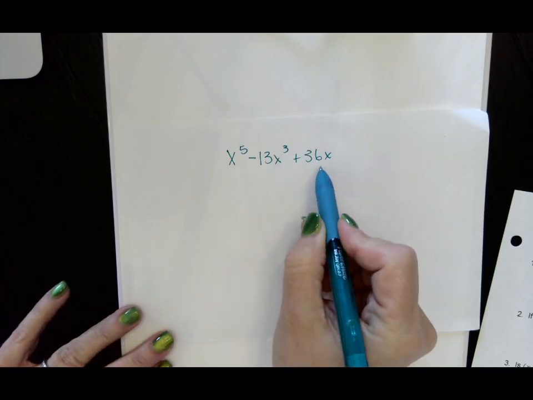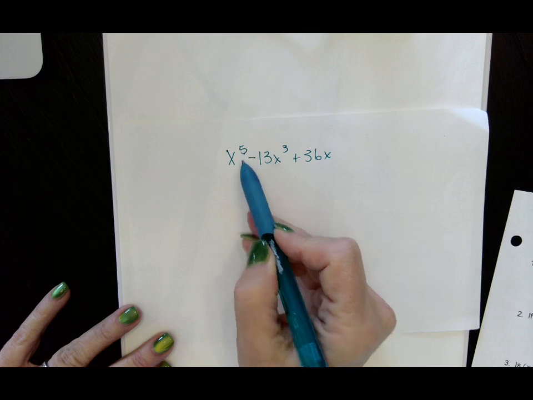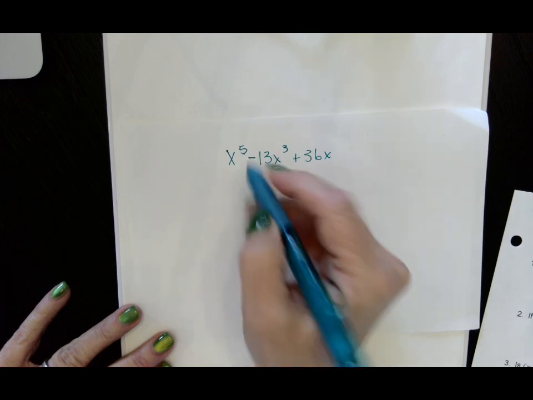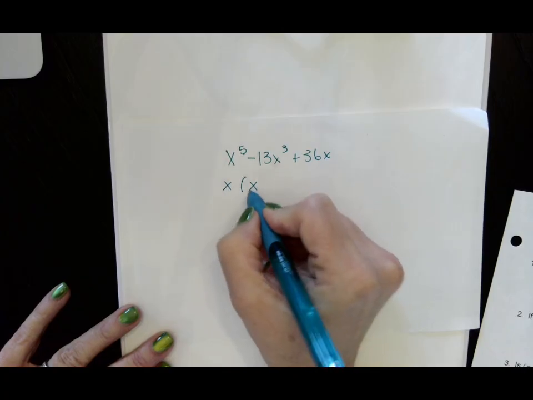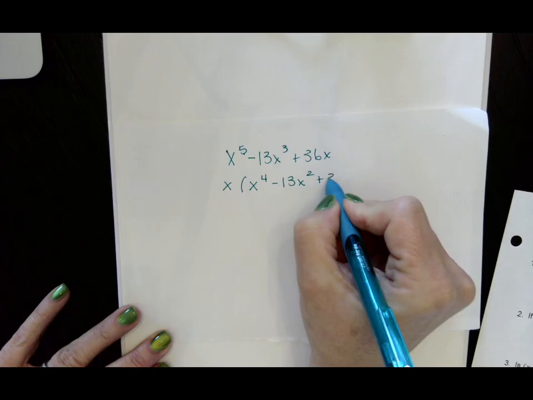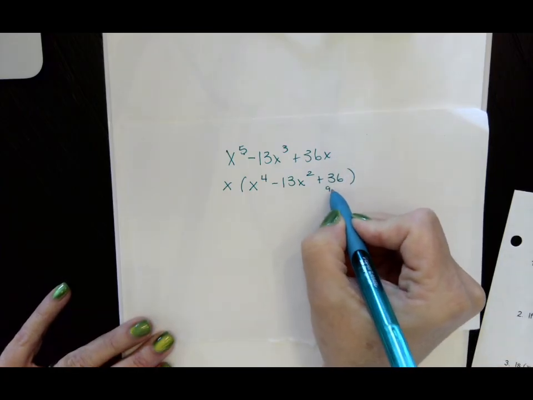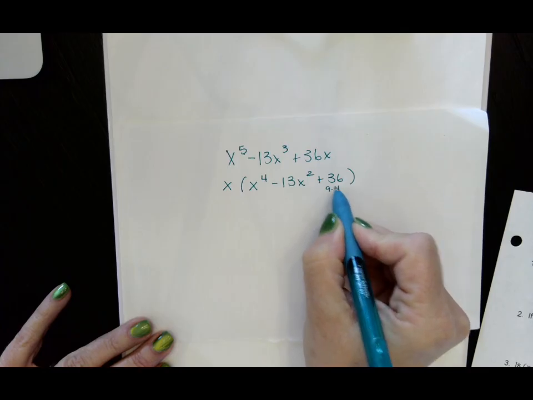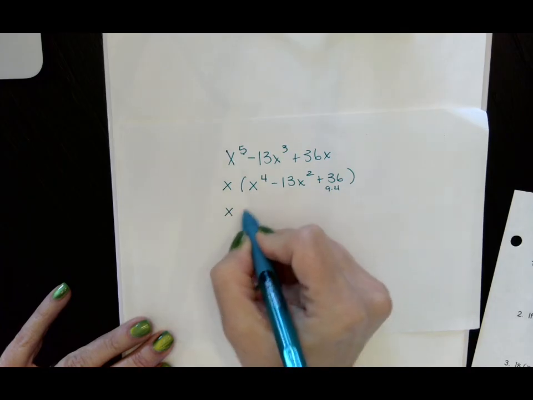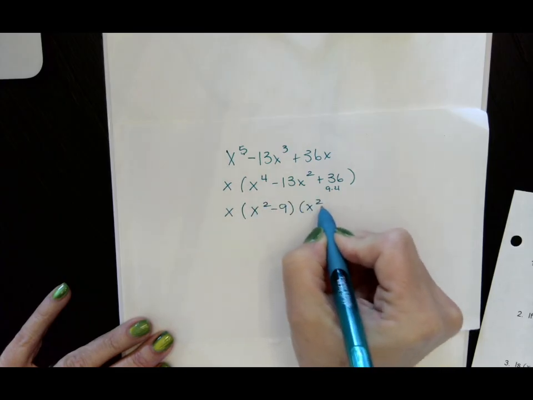So to find my zeros, I have to do trial and error, which I can't do because this is x to the fifth. So I want to go in and do greatest common factor. I pull out an x, and I'm left with x to the fourth minus 13x squared plus 36. Okay, so if I look at this, I know 9 times 4, the addition of this is going to give me 13. So those are going to be my two factors.